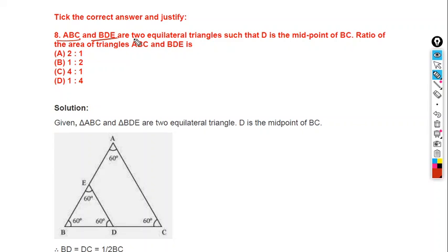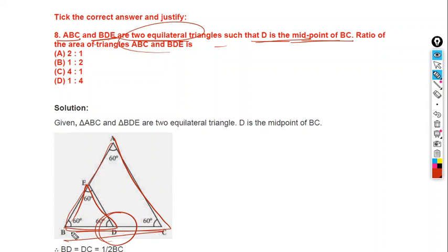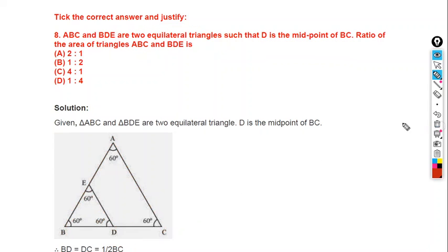ABC and BDE are two equilateral triangles. ABC triangle, you can see, and BDE. These two triangles are equilateral triangles such that D is the midpoint of BC. What is D? You can see D. D is the midpoint of BC. Okay, that means BD equals half of BC.